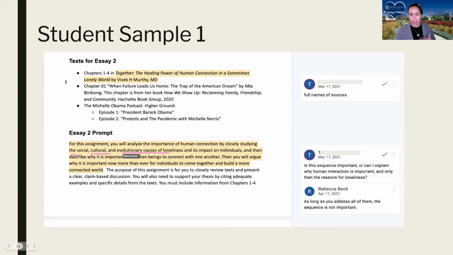Her question was, can I begin with evolutionary? And again, whatever I can do to help them feel more confident to begin the drafting stage, I will do, right? And so that was that. Then we have another one here.